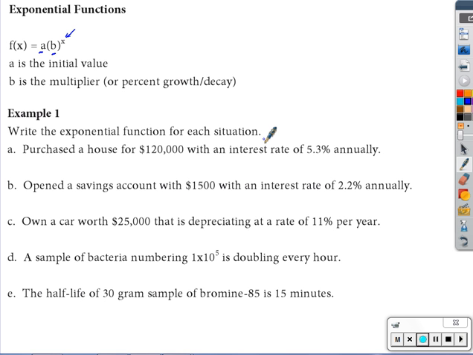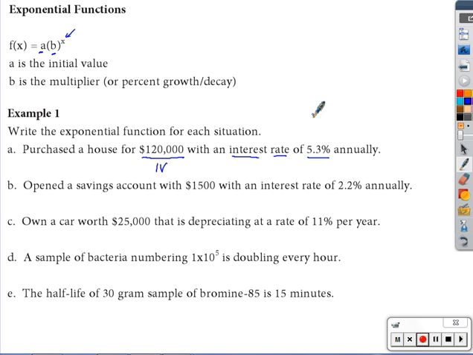Now when you're reading these examples, what we need to do is rely on the definitions on the previous page and also try to interpret from the example what the initial value is and either what the multiplier is or how we get the multiplier. So in this first example, we purchased a house for $120,000, because that's what you purchased it for and that's what it's worth. That is our initial value. Now the only number provided to us is an interest rate of 5.3%. We're going to use that to find our multiplier.